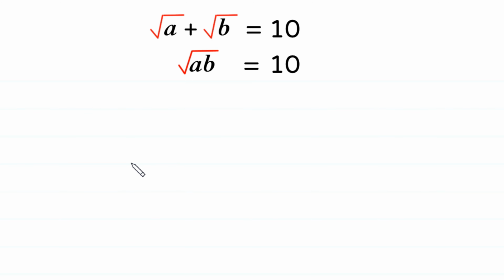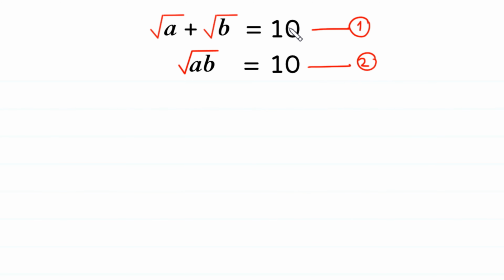Hello, welcome to how to solve these equations for a and b. Square root of a plus square root of b is equal to 10 and square root of ab is equal to 10. We name this equation equation 1 and this equation equation 2.